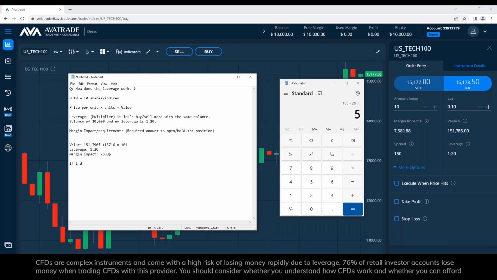If I divide the value by my leverage, so no, it's a little complicated to explain. 5% will be from the value, so that means that I must divide the actual figure by the leverage. I'm not sure that people will understand that. Okay, just know that when you leverage, if the leverage would have been 1 to 10, I would need 10% from the value.